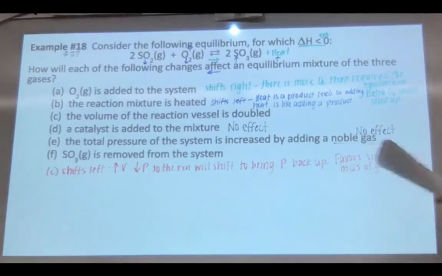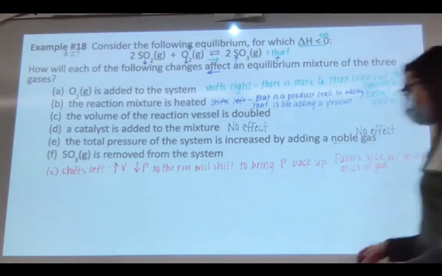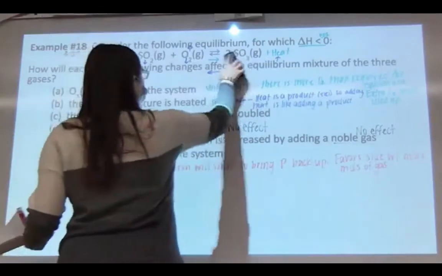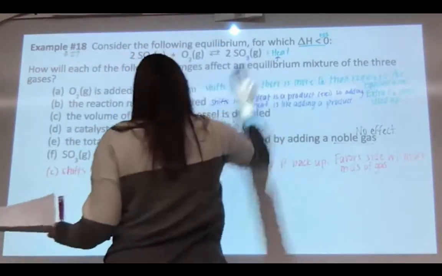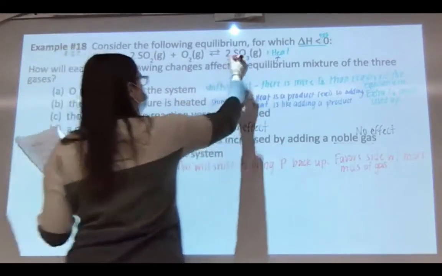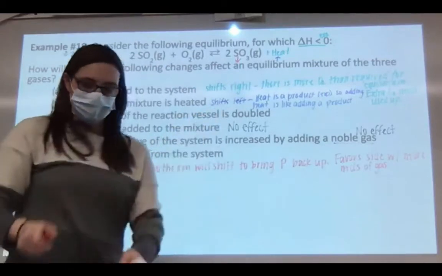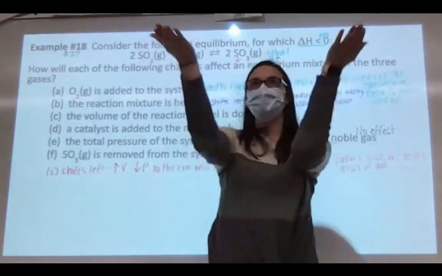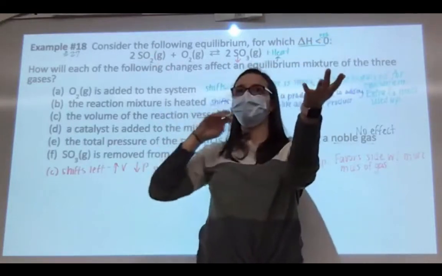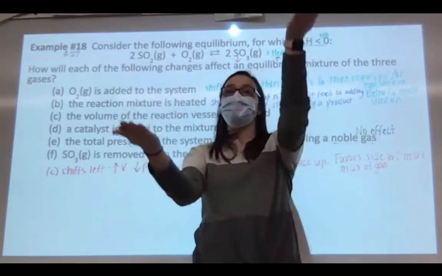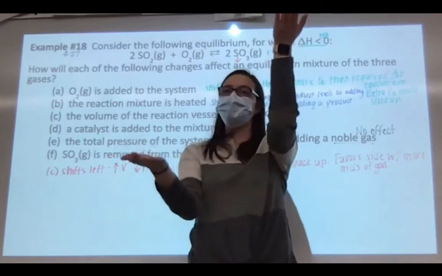And then finally F. SO3 is removed from the system. So now I'm going to erase these arrows so that I can look at it separately. So SO3 is removed from the system. So I'm going to take SO3 away. So now let's think about it this way. Here's my equilibrium. I'm going to remove some SO3. I'm going to remove some product. So we still have disrupted the ratio at equilibrium.